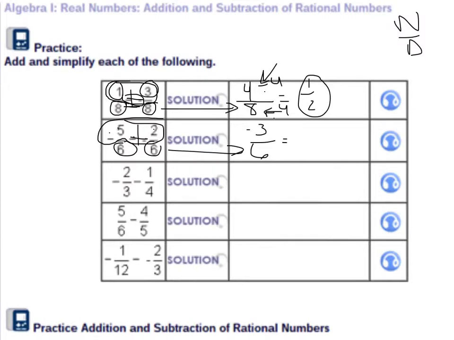And then we just reduce. What number goes into both of those? That's correct, 3. Keep the negative. Don't drop that little fella. 3 goes into 3 one time. 3 goes into 6 two times.